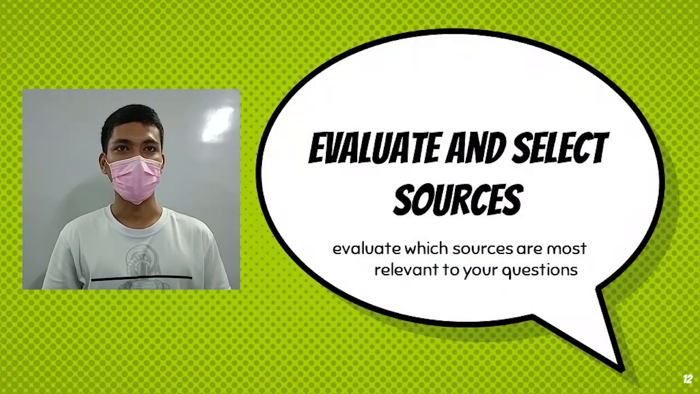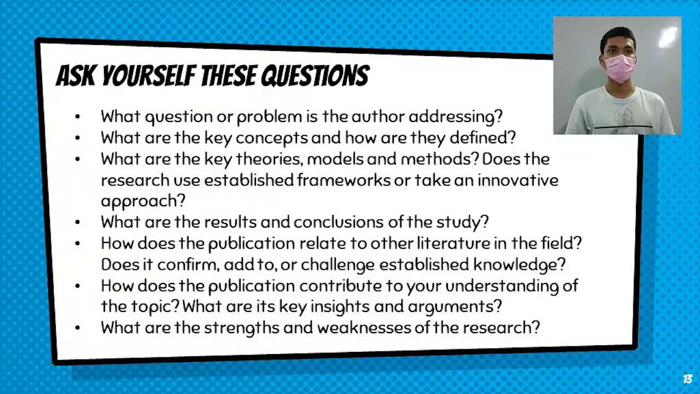The second step in doing your literature review is to evaluate and select the sources. Evaluate which sources are most relevant to your questions. Ask yourself these questions. What question or problem is the author addressing? What are the key concepts and how are they defined? What are the key theories, models, and methods?